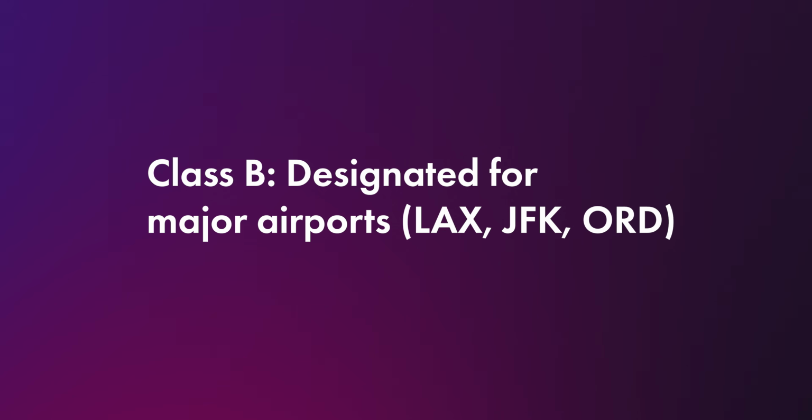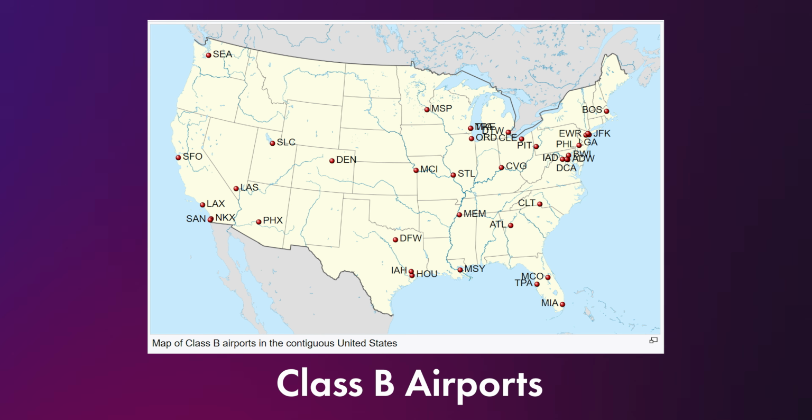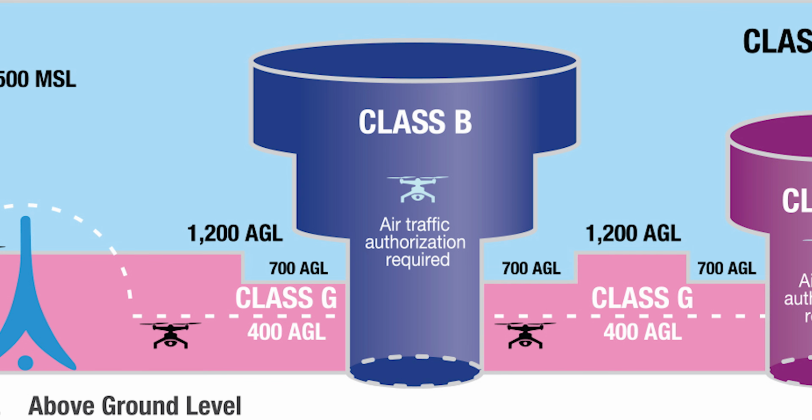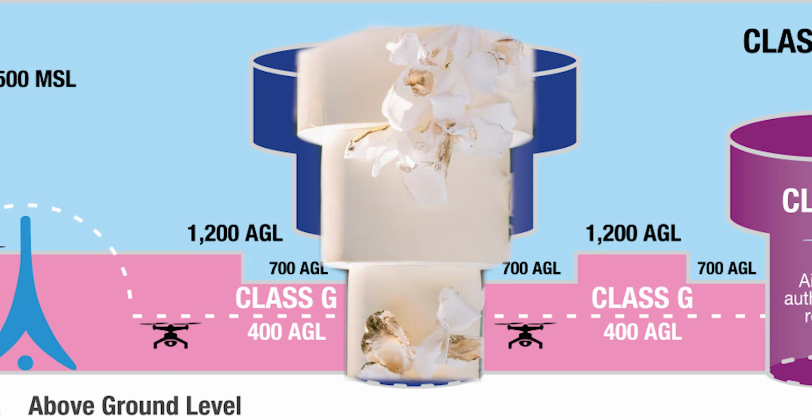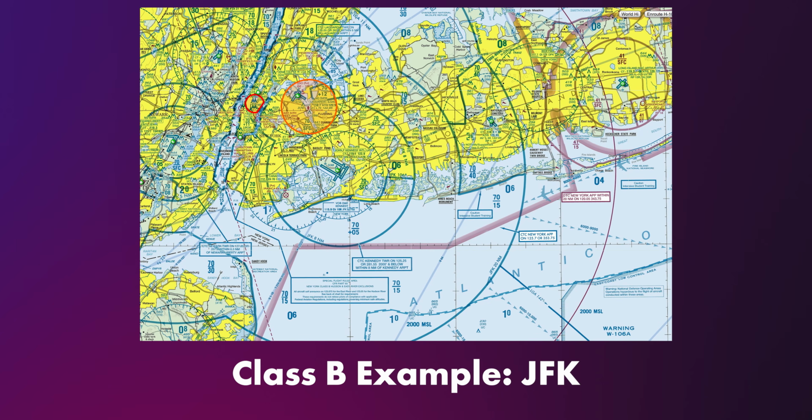Class B airspace surrounds the nation's busiest airports. The major commercial hubs like JFK, LAX, O'Hare, Atlanta. It exists to protect the extremely high volume of commercial traffic operating in and out of these facilities around the clock. Class B has a distinctive shape that you'll recognize immediately once you've seen it. It looks like an upside-down wedding cake. Multiple layers stacked on top of each other, each extending further from the airport as you go higher. The idea is to create a protected corridor for aircraft on final approach and departure.